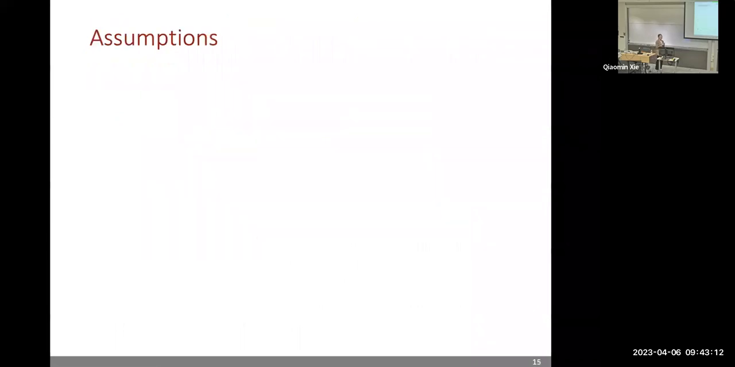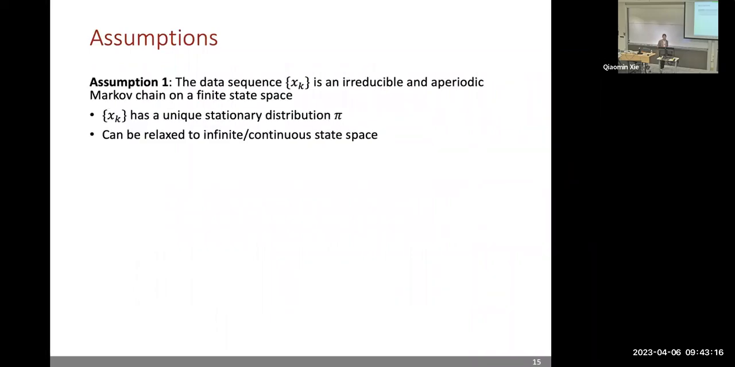Okay, so to show the results, we need some assumptions. The first assumption is on the Markov chain that generates the data. For simplicity, you can think about the Markov chain xk as being only on a finite state space, and the corresponding Markov chain is irreducible and aperiodic. An immediate result of this assumption is that xk has a unique stationary distribution, and in particular, it will converge to this stationary distribution geometrically fast.